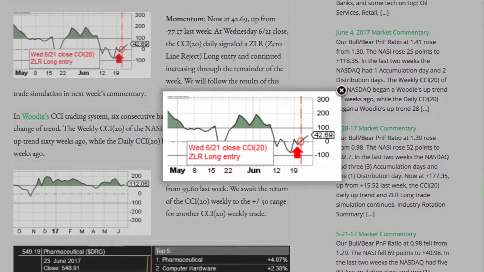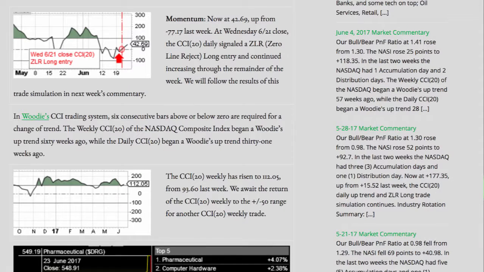Momentum, now at 42.69, up from minus 77.17 last week. At Wednesday, 6/21 close, the CCI 20 daily signaled a zero-line reject long entry and continued increasing through the remainder of the week. We will follow the results of this trade simulation in next week's commentary.